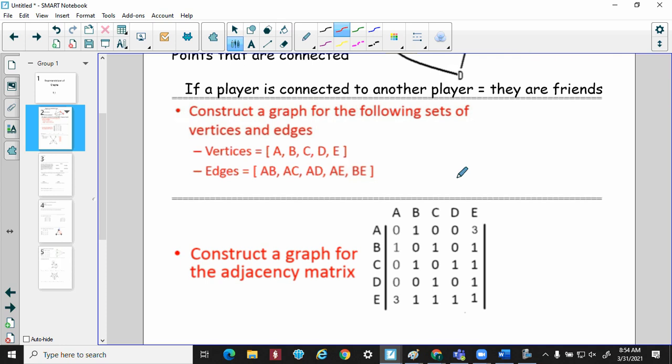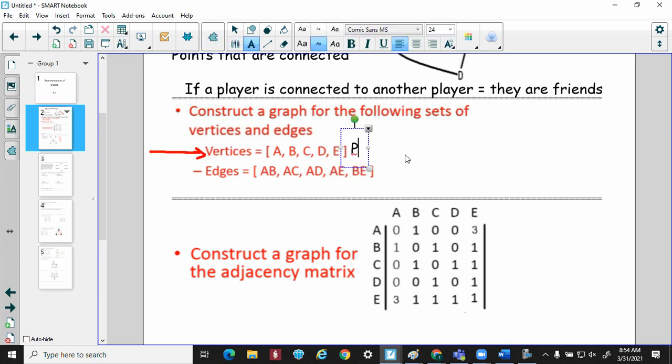All right. Now, construct a graph for the following sets of vertices. So now, a little bit of terms here. Vertices right here, this means points. So the vertices means points. The edges mean lines.